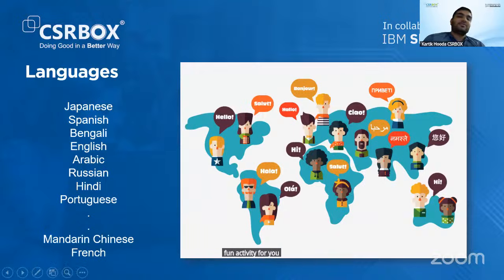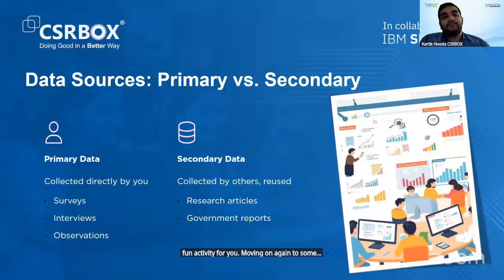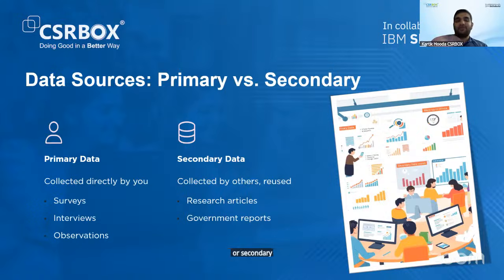Moving on again to some theory, starting with data sources. Data sources can either be primary or secondary. These are not very hard to understand, something very simple. In the most basic definition, if the data is collected directly by you, then the data is primary. If you've taken it from some other source, then it is secondary.